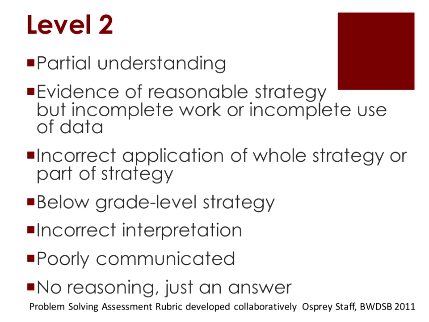And we decided level 2 was a partial understanding. There's evidence of a reasonable strategy, but it's incomplete maybe. It could be an incorrect application of a whole strategy or part of a strategy, but they have some grasp of some of the strategy that is needed in the problem. It could be a below grade level strategy. As I said before for level 1, maybe it's just a grade below as opposed to 2 or 3 grades below. Perhaps they incorrectly interpreted the question, or their answer is poorly communicated, or there's no reasoning, just an answer. Okay.